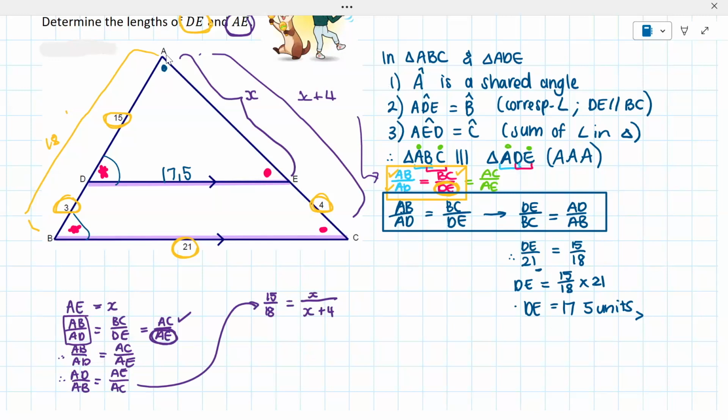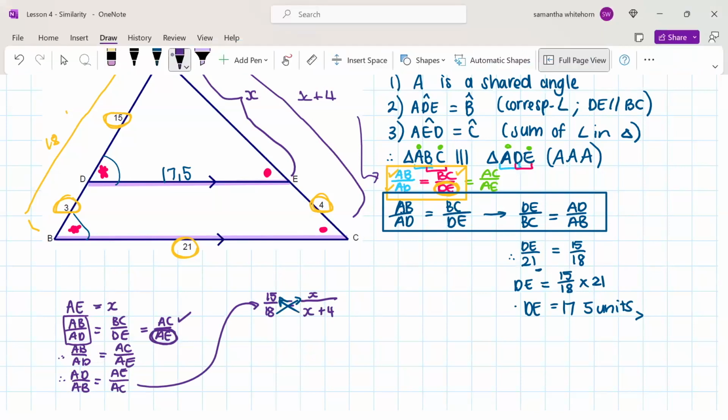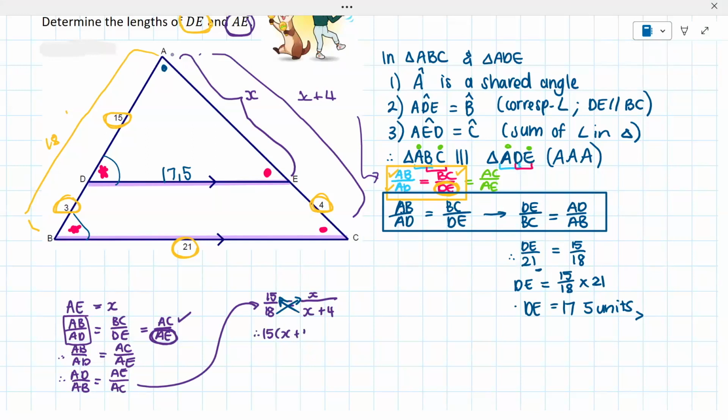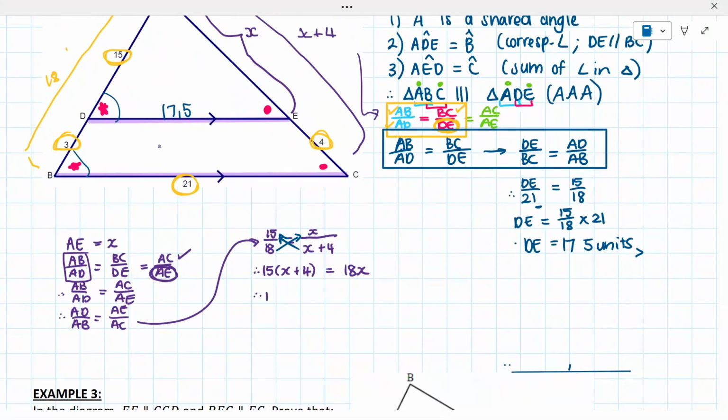Now remember, it's one fraction on each side, so you can just cross multiply to get rid of the fractions. So you've got 15 times X plus 4 is equal to 18 times X, which is just 18X. And then we solve. Distribute: 15X plus 60 is equal to 18X. If you now collect your like terms, 60 is equal to 18X minus 15X, which is 3X. And so dividing both sides by 3, X is equal to 20 units.